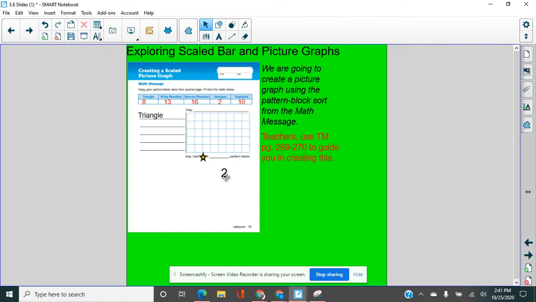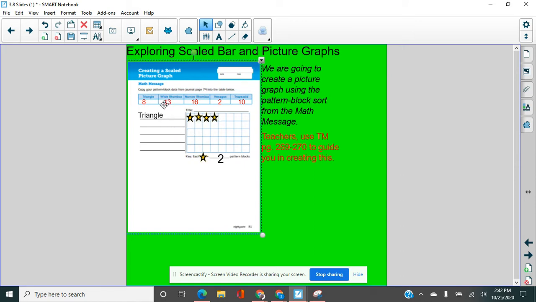Okay, so you can write that right up there with me. Each star equals 2. So with our triangles, we need to show 8. So watch this. We'd have 2, 4, 6, 8. Why do I not need 8 stars? Why not? I don't need 8 stars because each star counts for 2.